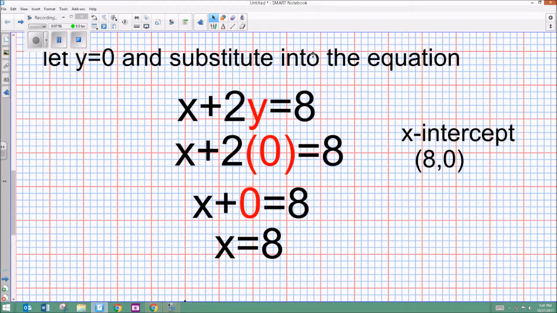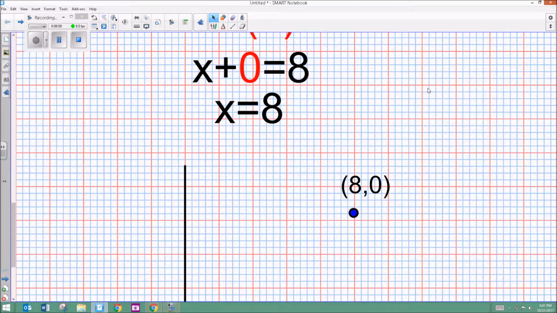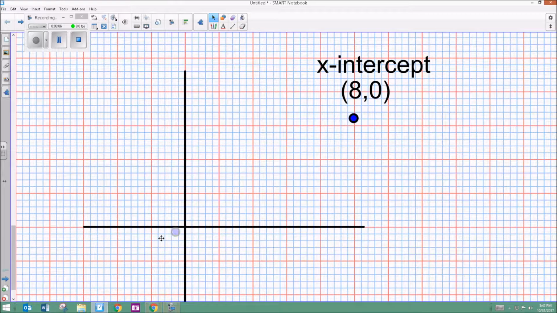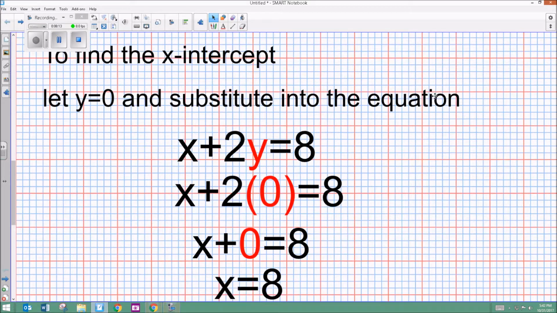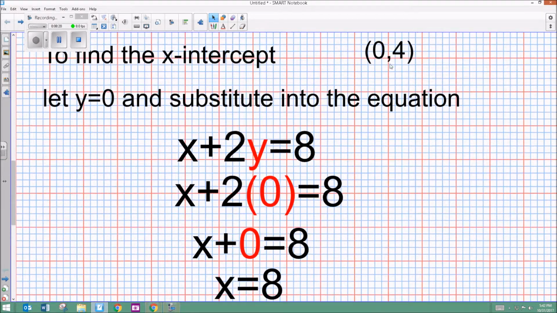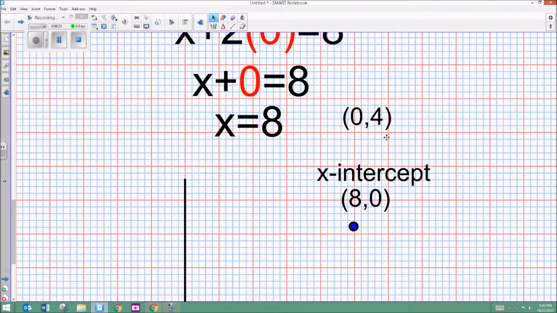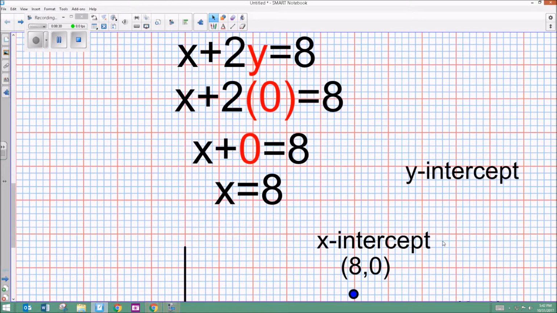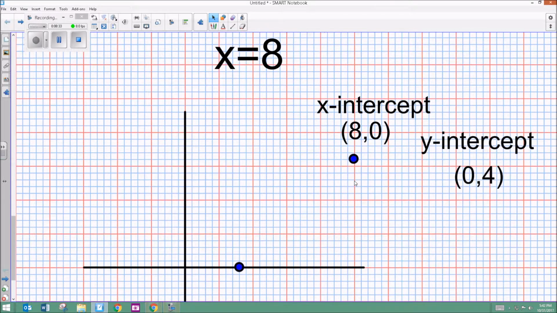All right, so let's do our x-intercept. So we'll move this here. That's (8, 0). All right. And then let's do our y-intercept. Our y-intercept, (0, 4). So for the equation of the line, I just need to connect these two.